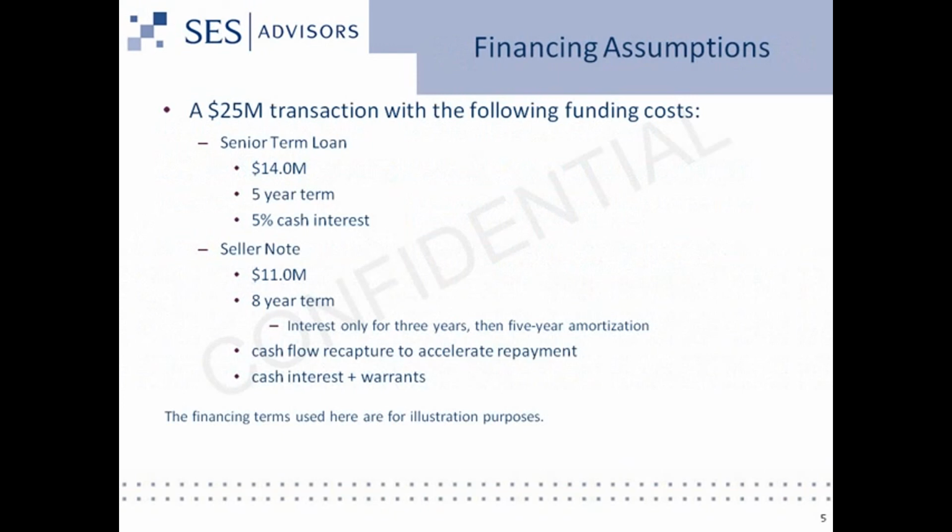The seller note, in this case, we're making it 8 years. We've got the cash flow recapture, we've got the cash interest and warrants, and you'll see that some of it's interest only at first. What we want to do is get the senior debt started, get it out of the way, get cash flow up enough to cover, and then we can amortize so that the seller, in this case, has a set understanding that in 8 years they'll have received back their note principal.